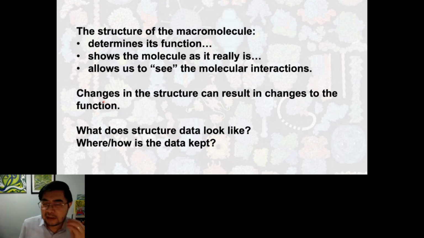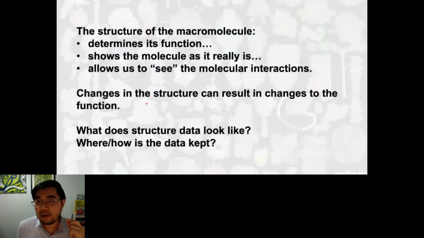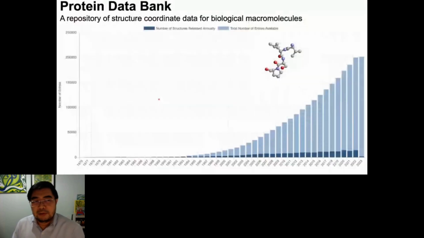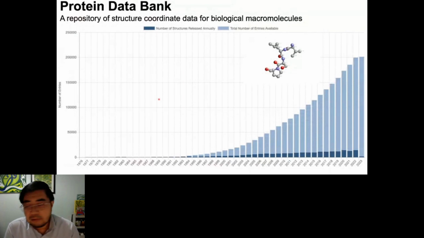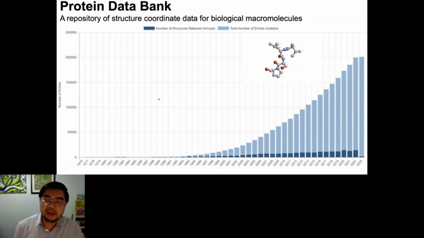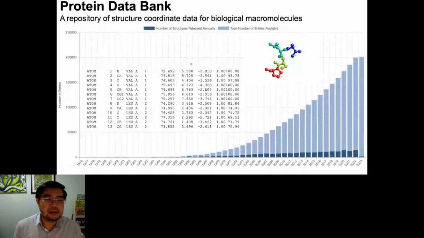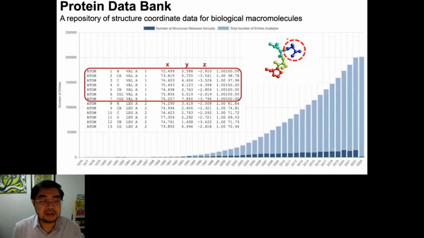But again, just to get everyone up to speed, what does the structure data look like, and where and how is the data kept? So the Protein Data Bank is basically the central repository of structure coordinate data for biological macromolecules, basically DNA, RNA, and proteins. And what the data is like is basically Cartesian coordinates in X, Y, and Z that will tell you where the atoms are in 3D space.